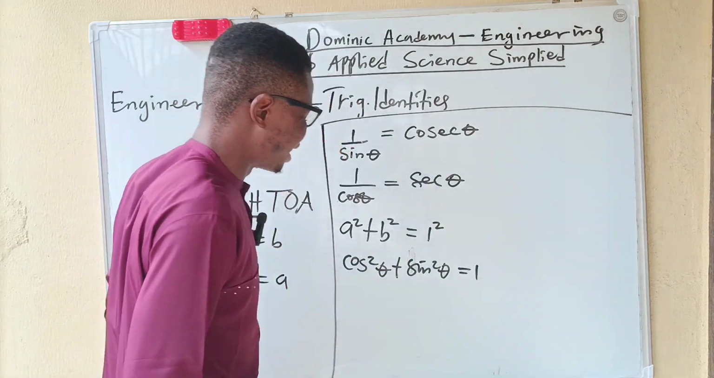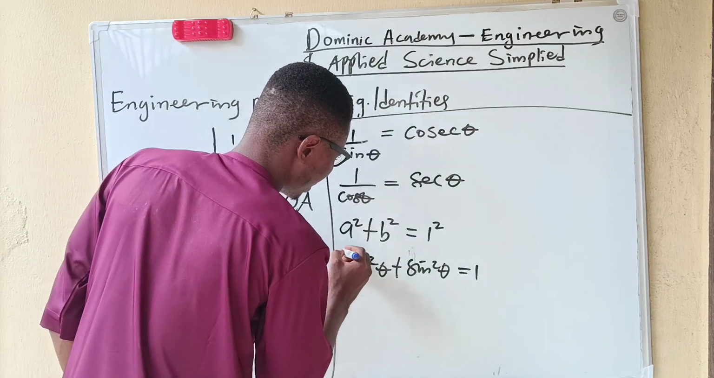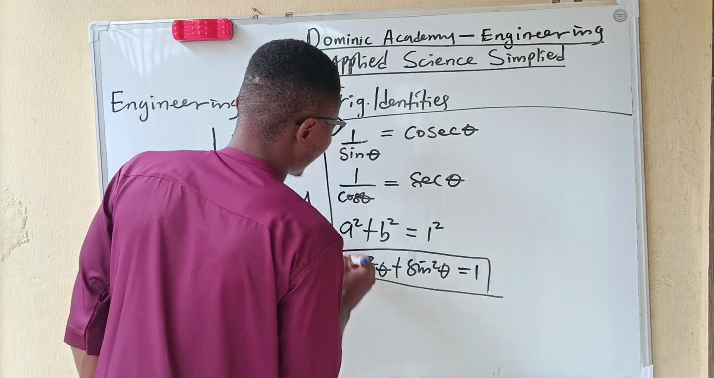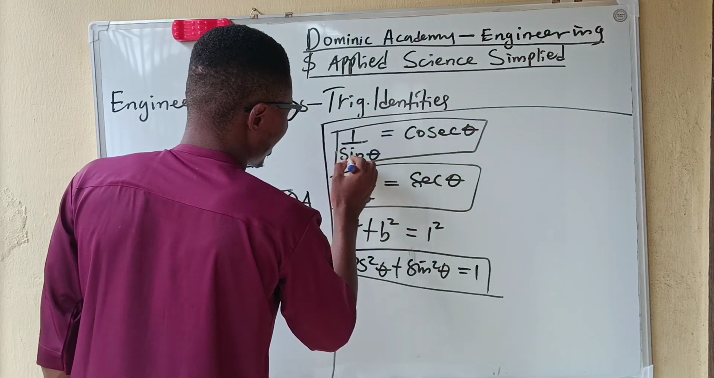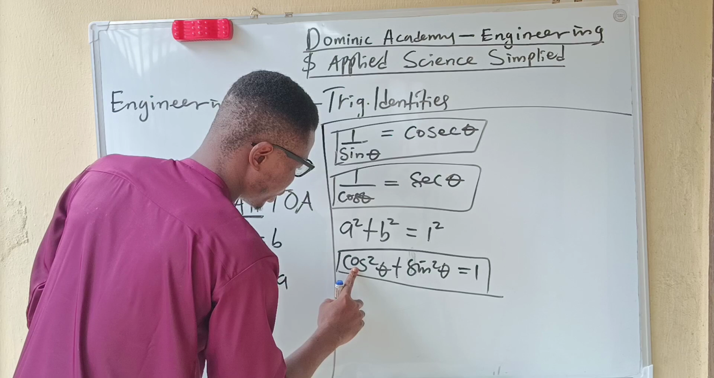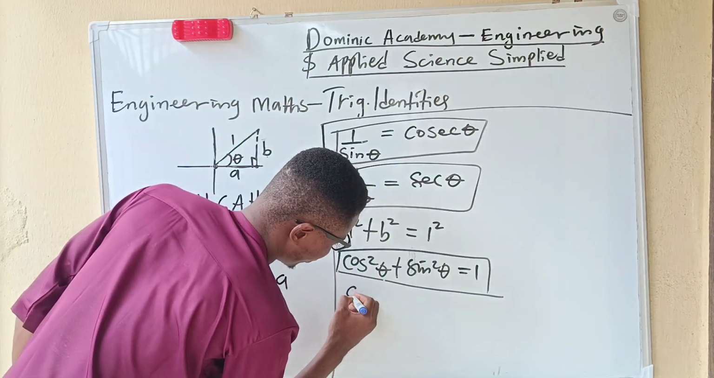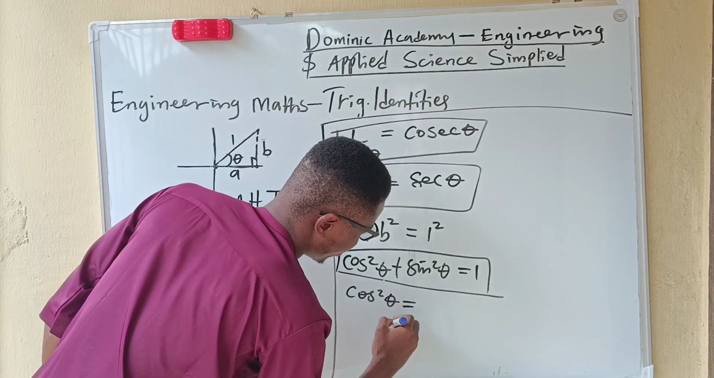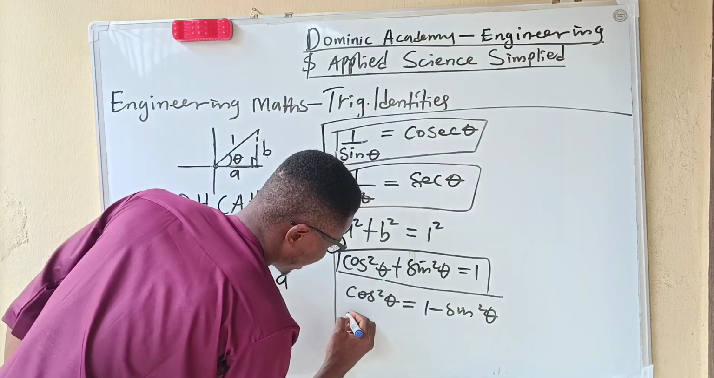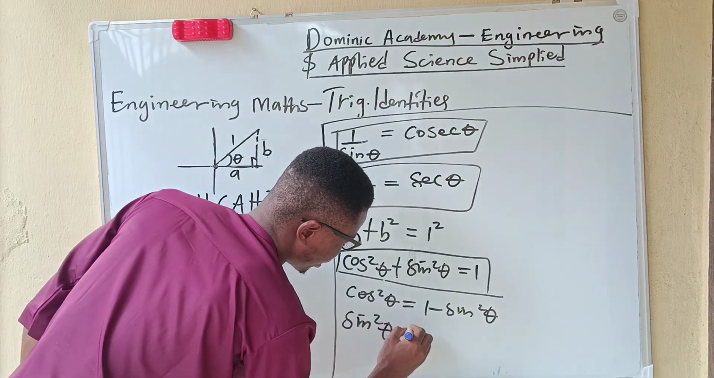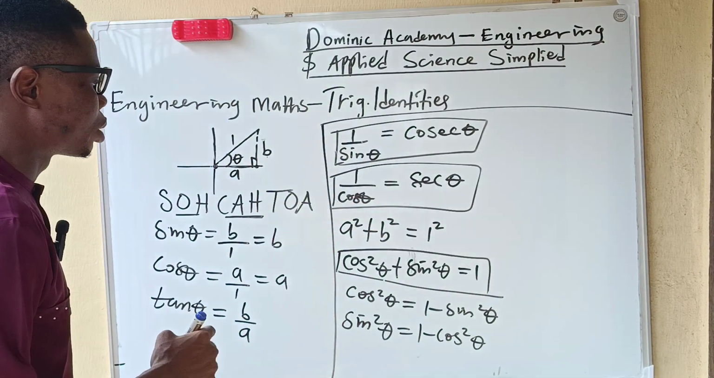This is also an identity. It's very simple for this. So remember, if you want to work with cos square theta, you can make cos square theta the subject. So this can also equal 1 minus sine square theta. Then if you want to work with this one, you can have sine square theta equals 1 minus cos square theta, and so on.